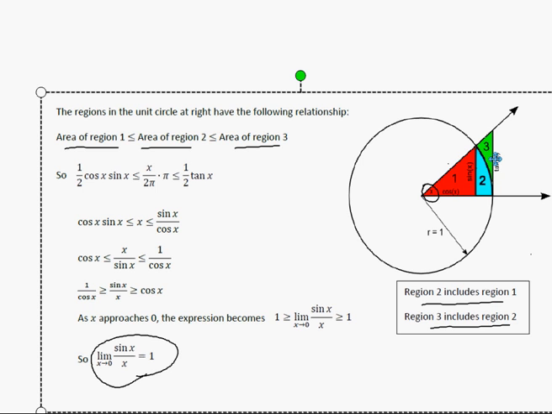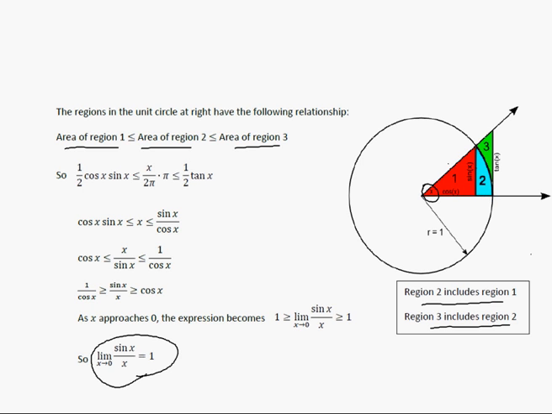And tangent is opposite over adjacent. And in this case, the adjacent side is 1. So we have those 3 trig functions that define some dimensions in there that allow us to write expressions for the areas. So area of region 1 is a triangle, so it's 1/2 base times height, and the base is cosine, the height is sine.